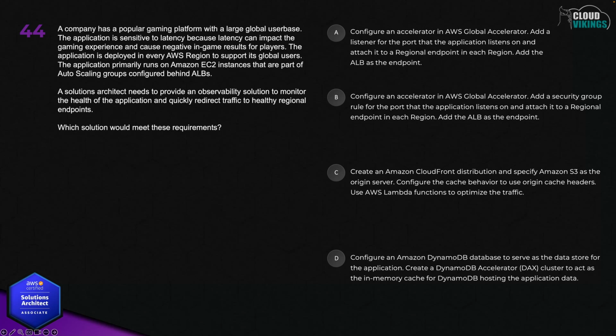C. Create an Amazon CloudFront distribution and specify Amazon S3 as the origin server. Configure the cache behavior to use origin cache headers. Use AWS Lambda functions to optimize the traffic. D. Configure an Amazon DynamoDB database to serve as the data store for the application. Create a DynamoDB Accelerator (DAX) cluster to act as the in-memory cache for DynamoDB hosting the application data.